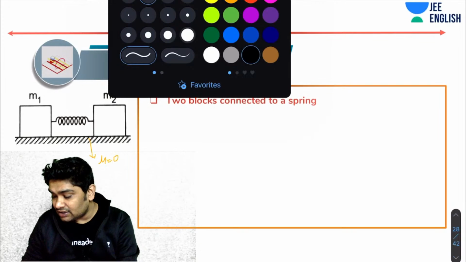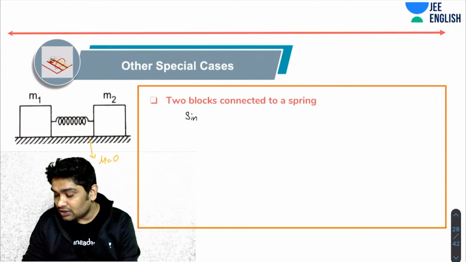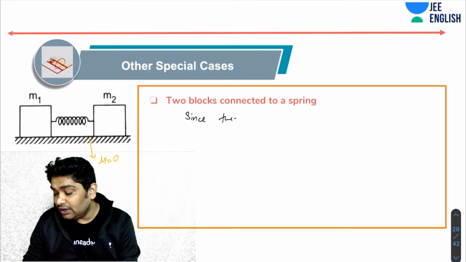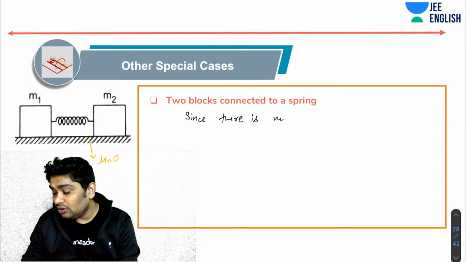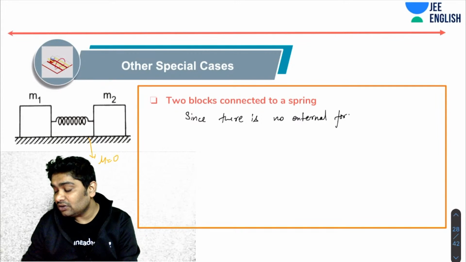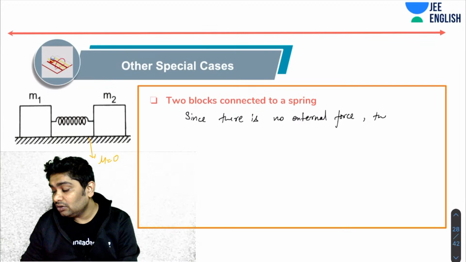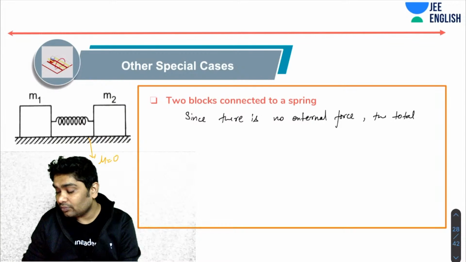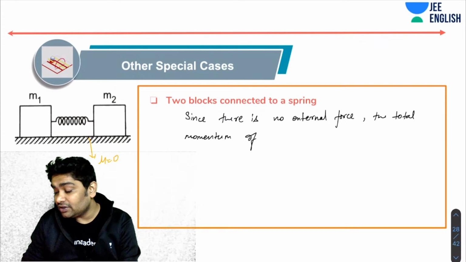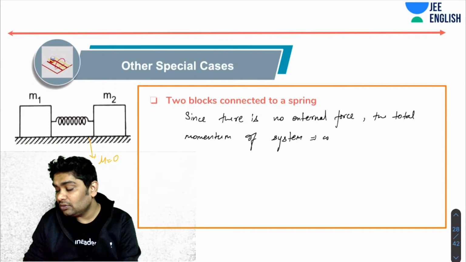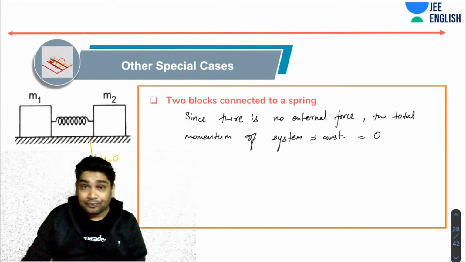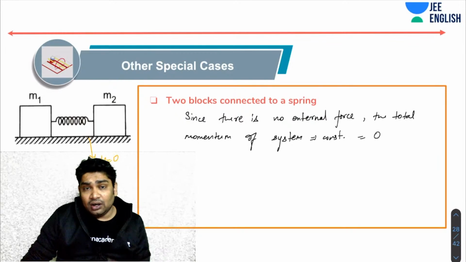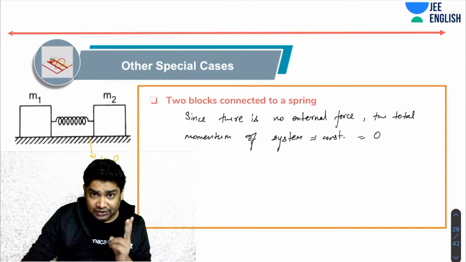Okay, so I can say since there is no external force, total momentum of system is constant, which is 0.